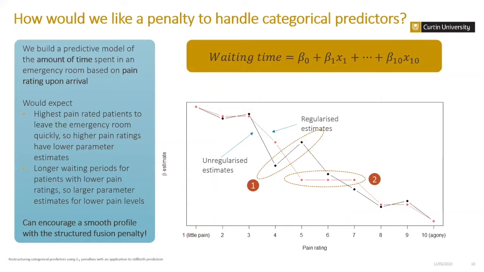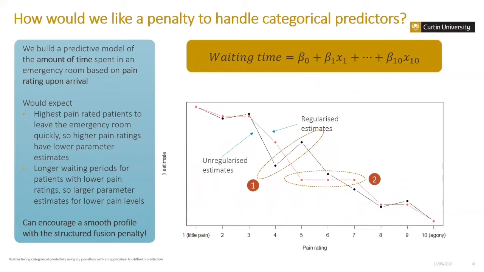Before we go into the penalties, I want to talk about what you might ideally like in the structure of a resultant solution when you're working with categorical predictors. So let's think of this example, where we're trying to build a predictive model of the amount of time spent in an emergency waiting room based upon the pain rating upon arrival.